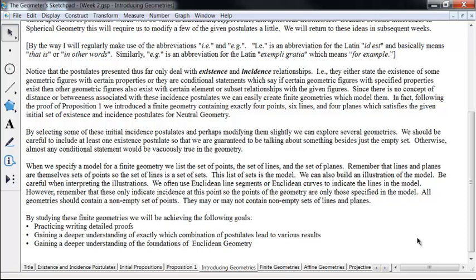Now, why do we study finite geometries? One of the things is we want to achieve certain goals. One is practicing writing detailed proofs. We also want to gain a deeper understanding of exactly which combination of postulates lead to various results. And what happens if we change these postulates a little bit? What kind of different results could we get? And we want to gain a deeper understanding of the foundations of Euclidean geometry. We want to know why things work in Euclidean geometry. If we know what we can get and what we can't get from certain postulates, then that allows us to go forward. And the main thing, of course, again, is practicing writing proofs. So we want to get better and better at writing proofs.